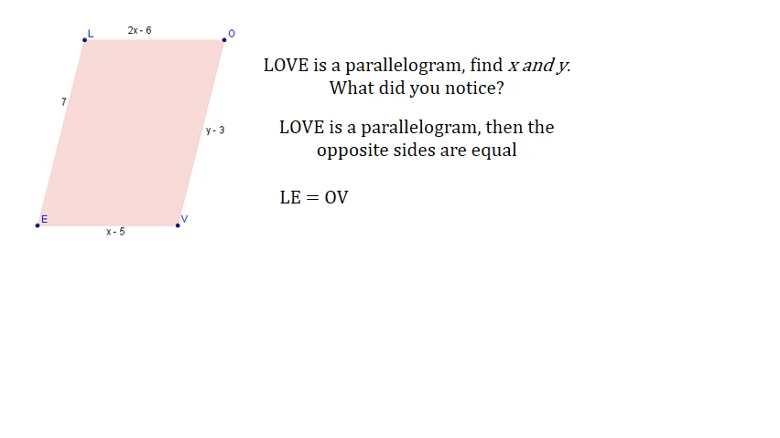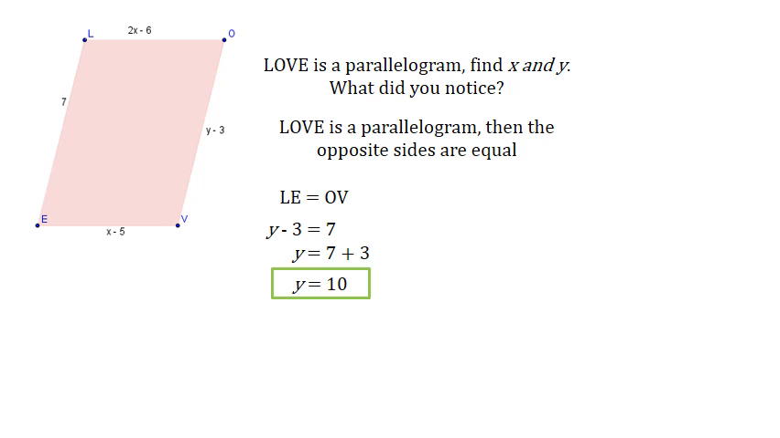So I will start by the side LE, which should be equal to OV. LE is replaced by 7 and OV is replaced by y minus 3. So y minus 3 equals 7. Send minus 3 to the right hand side. It will be plus 3. So y equals 7 plus 3, which is 10. There's nothing strange here. Everything is okay. Y equals 10. The side LE measures 7 and the side OV consequently measures 7.